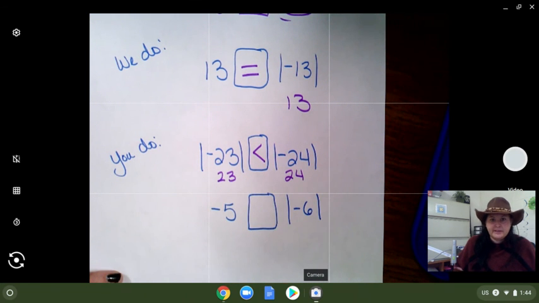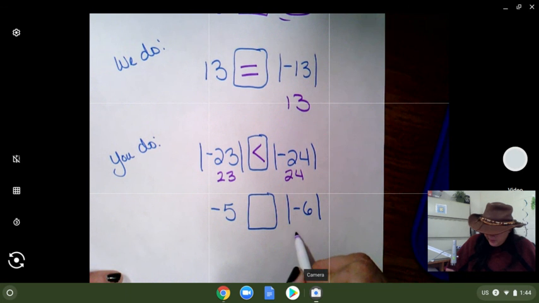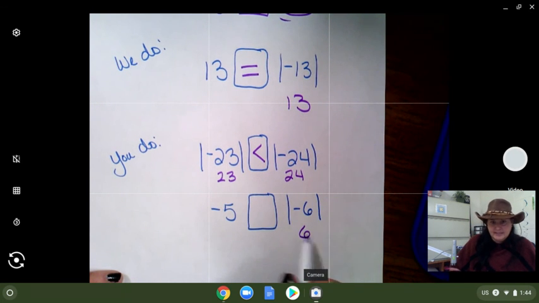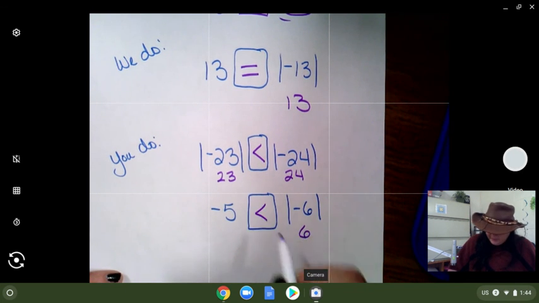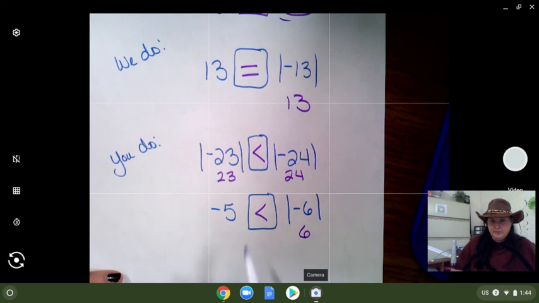We're always pointing at the smaller number, mouth open to eat the bigger number. All right, here we have a negative 5, and we're comparing it to an absolute value of negative 6, which would be 6. 6 is greater than a negative 5, so we eat the 6 and we point to the negative 5. Negative 5 is less than 6.